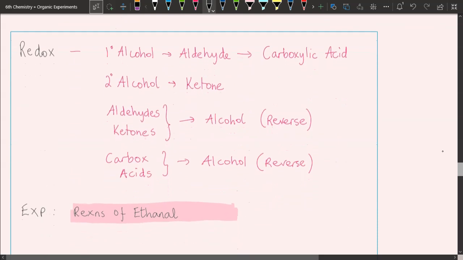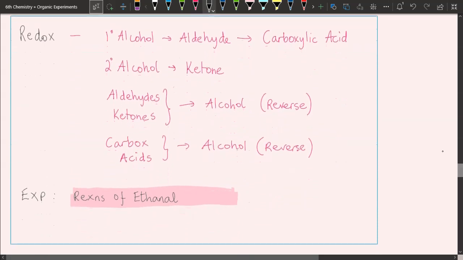Okay, moving on. We're on to redox, or oxidation-reduction reactions. Looking at this, we have a primary alcohol being converted to an aldehyde and then to a carboxylic acid if it's in excess. A secondary alcohol will produce a ketone. We can also go from aldehydes or ketones back to an alcohol in reverse, and from a carboxylic acid back to an alcohol in reverse.